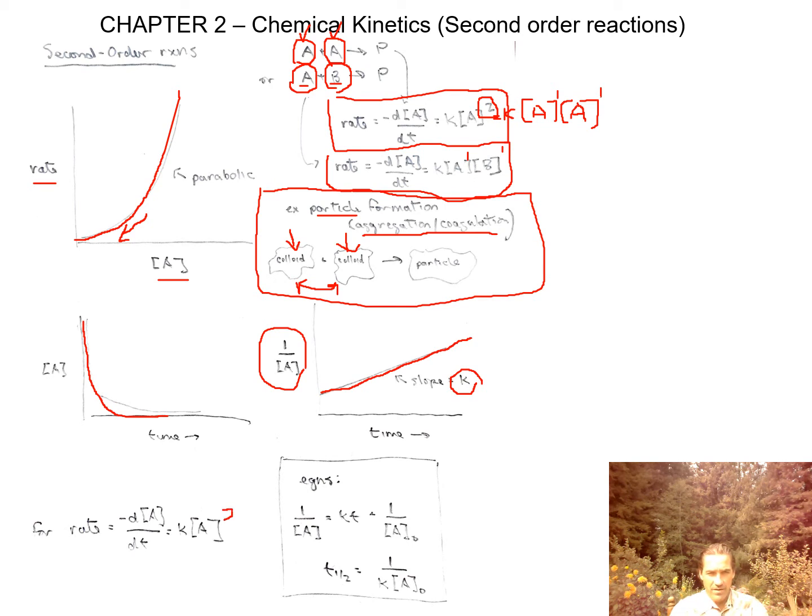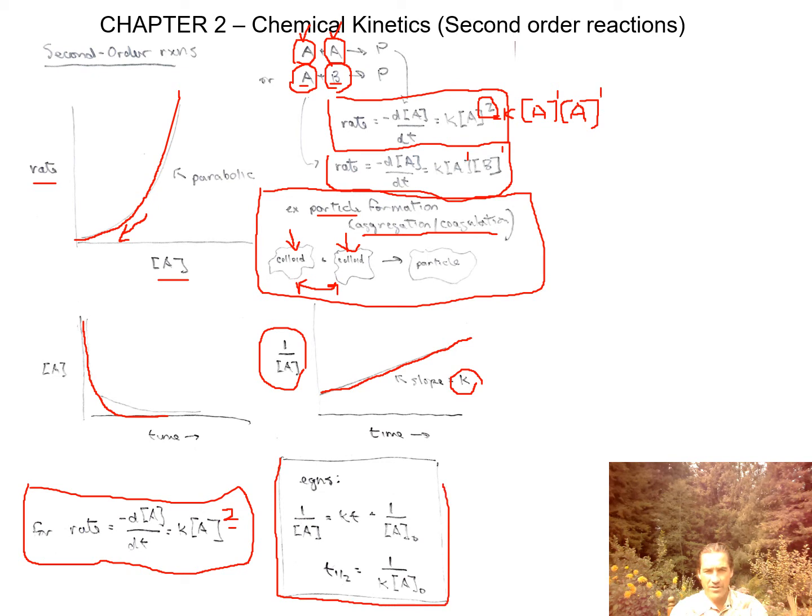And so we have our rate law here. It looks like I dropped a 2 here. This needed to have a 2. And so here's our rate law. And then here's 2 more equations for second order reactions. So here's my integrated rate law, where I can relate time and concentration. And here I can calculate the half-life for a second order reaction.